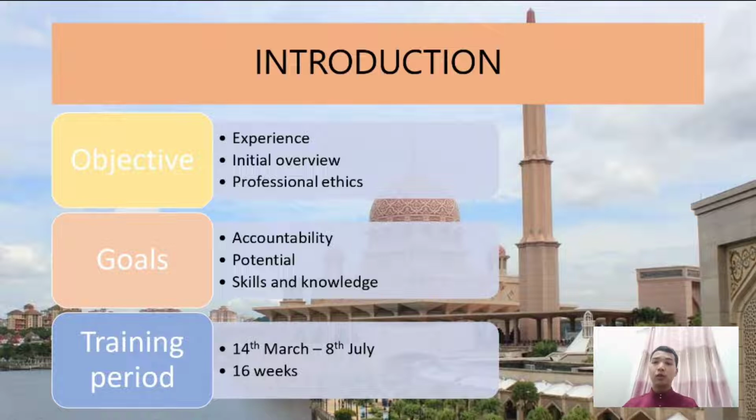The objective to be achieved is to provide adequate exposure to students about the initial picture of the work culture. Besides, it is to provide valuable experience as well as gain knowledge and develop new skills in order to form students into persons who are capable in many things. In addition, professional ethics while working is also a priority that should be given to every student. The Language Center has determined that the industrial training period that must be fulfilled by each student is 16 weeks, starting 14th of March 2022 until 8th of July 2022.